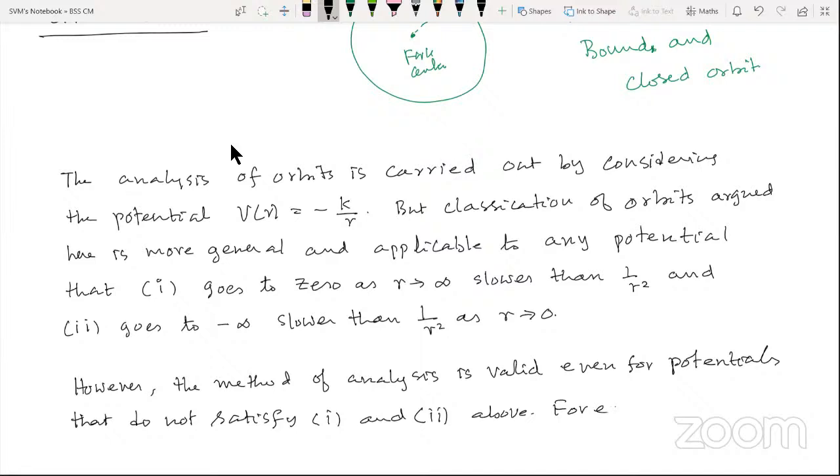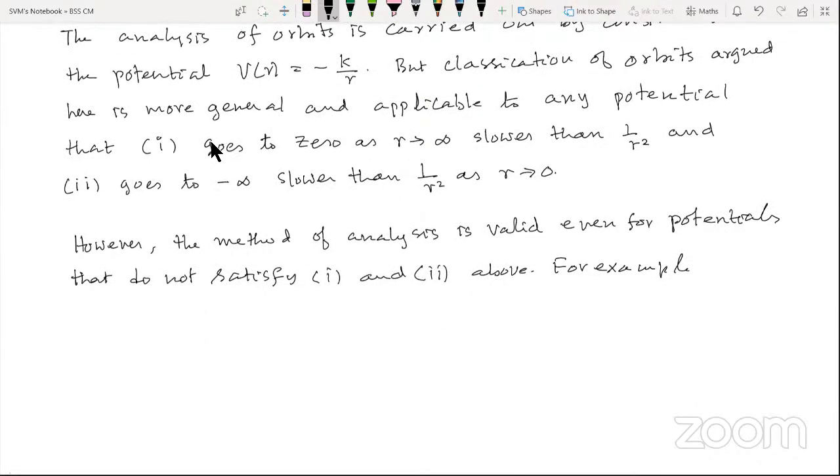For example, let us say you have a potential which is equal to minus k divided by r cube, something like this. So that means this goes to infinity faster and it goes to 0 also faster. So this means, as r goes to 0, minus k by r cube dominates, and as r goes to infinity, L square by twice mu r square dominates.